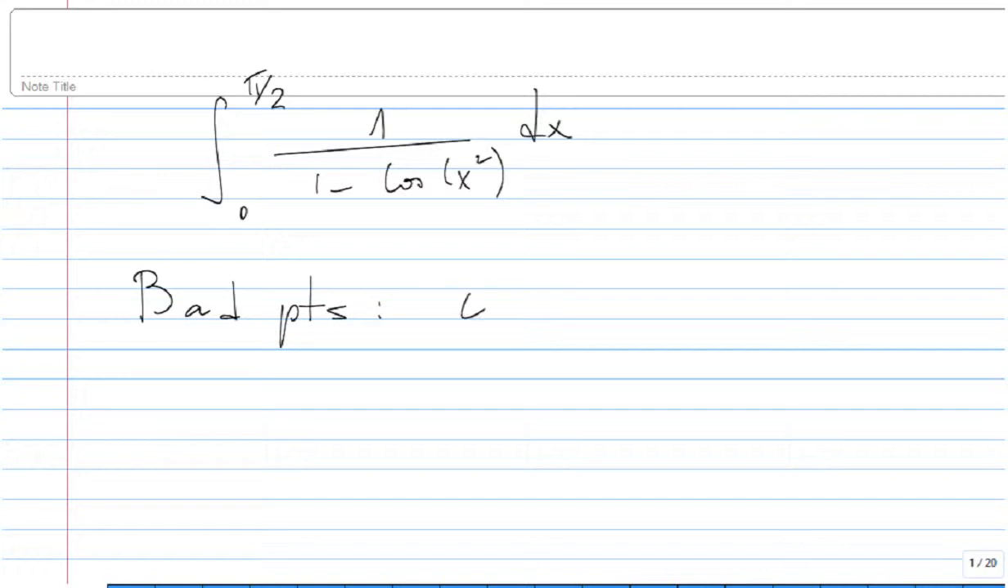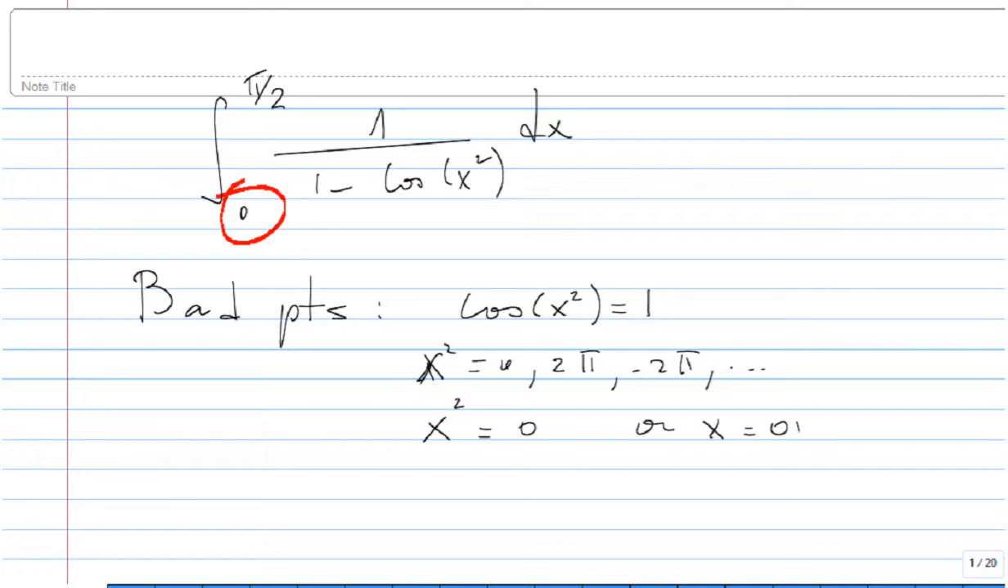The bad points are where the bottom is equal to 0, which implies cosine of x squared equals 1, which tells me that x squared is equal to 0, and we can take 2 pi, minus 2 pi, etc. Keep in mind that we are taking x between 0 and pi over 2, therefore the only root between 0 and pi over 2 is x squared equals 0, or x equals 0. So the only bad point that concerns us in this interval is 0.